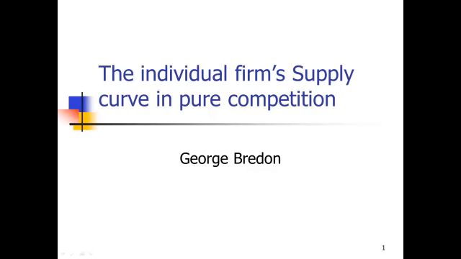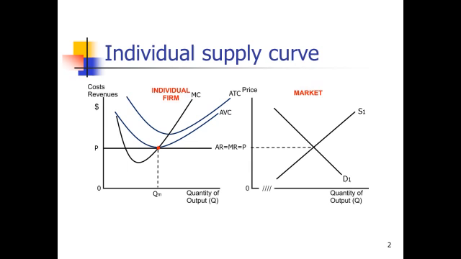In this video, we're going to look at how individual firms end up with the supply curve that they have in pure competition. We saw in an earlier video by Ken that firms in pure competition will supply output in line with their desire to maximize profits. And he emphasized that the condition for profit maximization is where marginal cost equals marginal revenue.